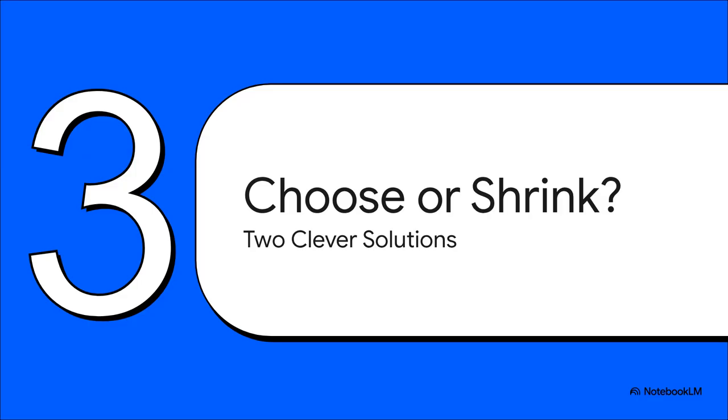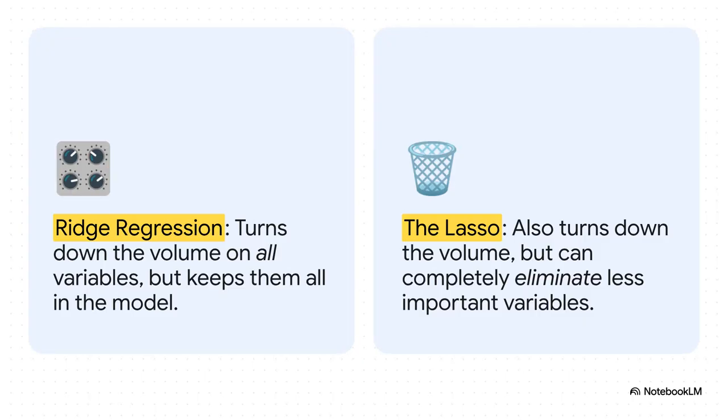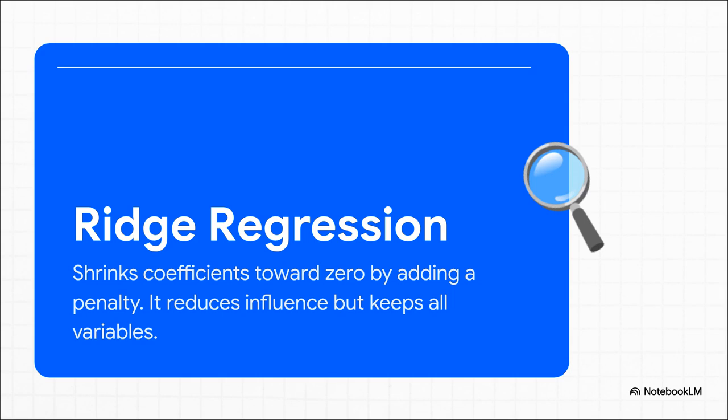So what do we do? How do we tame all this complexity? Well, statisticians came up with two brilliant strategies. You either carefully choose a smaller, smarter set of inputs to begin with, or you systematically shrink the influence of all of them at once. Let's focus on that second strategy, shrinkage, because it gives us two incredibly important techniques, ridge regression and the lasso. They're both trying to do the same thing, get complexity under control, but they have totally different philosophies on how to get it done. First up is ridge regression.